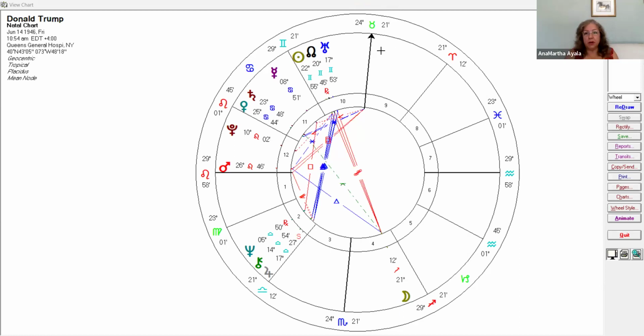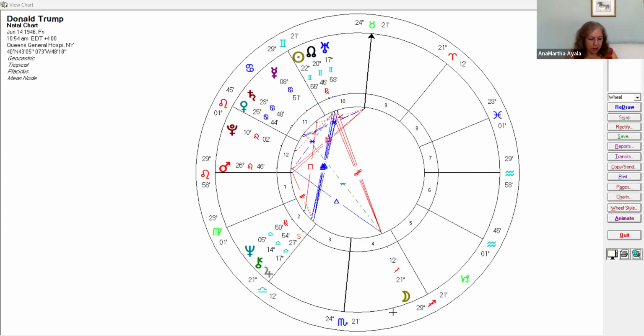Midheaven is in Taurus, so he has made a lot of money in real estate, and we all know that. With it at 24 degrees, there could have been real estate by the seaside, or it could have been using Neptunian waves as well. He has the moon in Sagittarius at 21 degrees, so in the homeland, right?